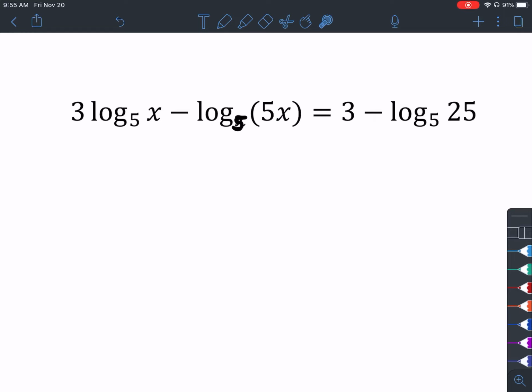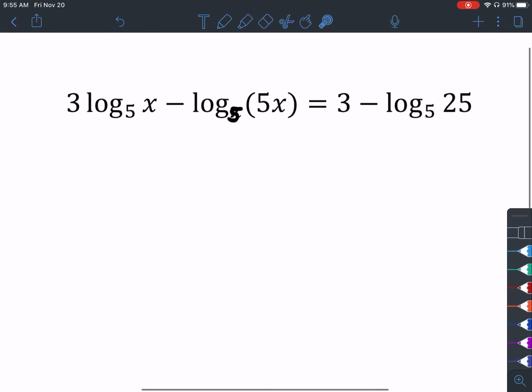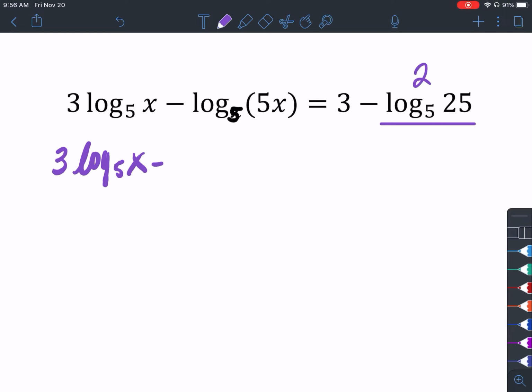So when we look here, it actually looks like to start that I have logarithms on both sides of my equation, so my gut instinct is that I'm going to use the one-to-one method. But if I look at this logarithm in any detail, I see that it's saying log base 5 of 25. I know that log base 5 of 25 is equal to 2. So making that substitution, I get 3 minus 2, which is 1.